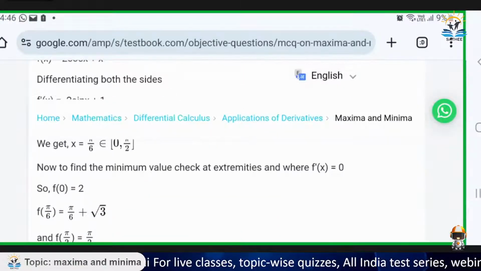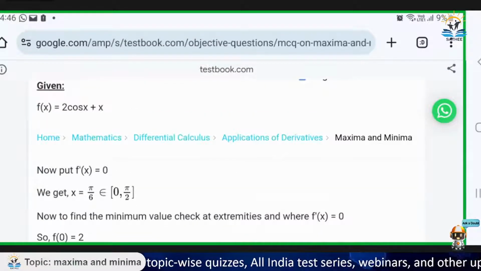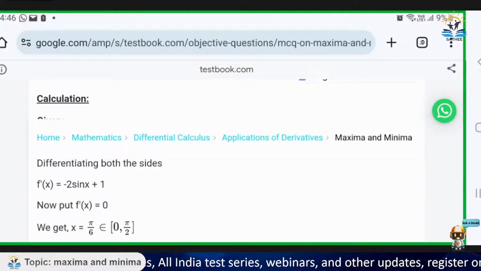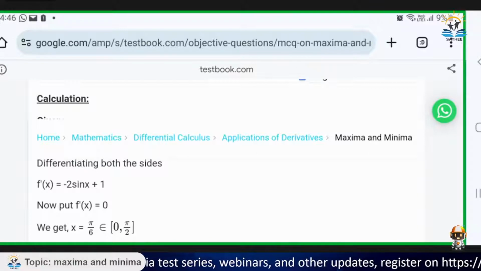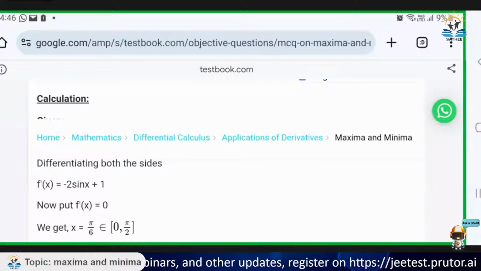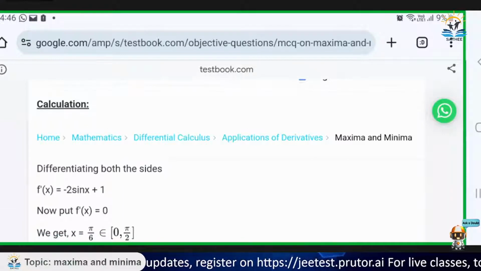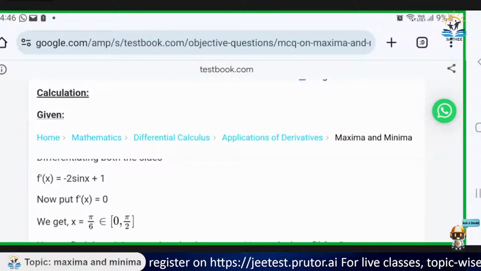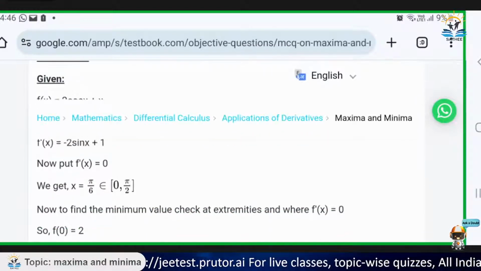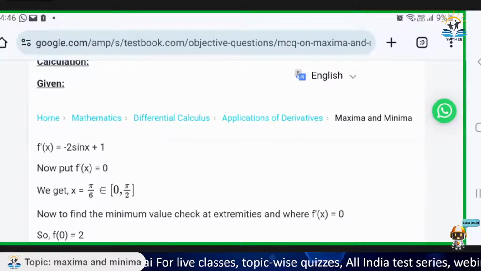Here we need to find the minimum value. So how are we going to check whether x equal to pi by 6 is a local maxima or a local minima? We will differentiate it once again. Minus 2 sin x plus 1 becomes minus 2 cos x, which is minus 2 cos of pi by 6. So f double dash x would be a negative value. Since f double dash is negative, the value at x equal to pi by 6 would be a local maxima.